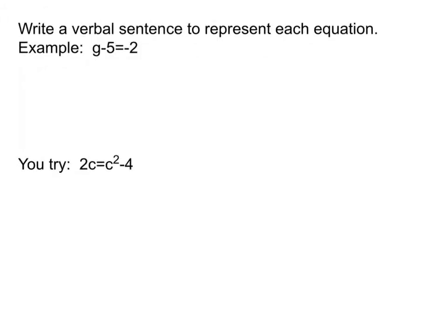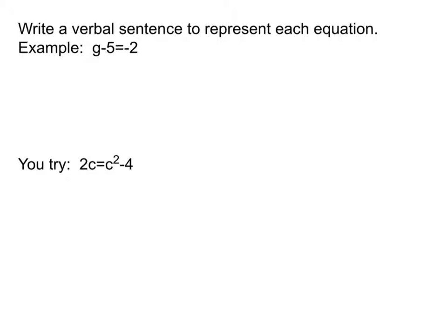Okay, now coming up with a verbal sentence to represent each equation. So if we have g minus 5 equals negative 2, that would be something along the lines of, you could say 5 smaller than g, or the difference between 5 and g is negative 2, or the difference between g and 5 is negative 2. That's probably how I'd say it.